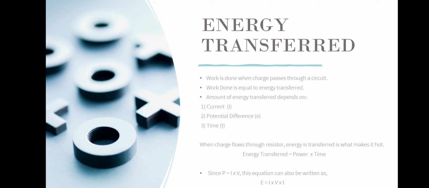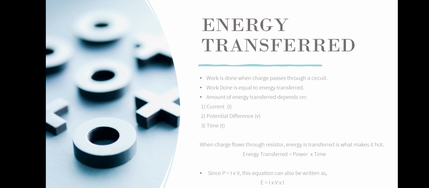Next up is energy transferred. Now work is done when a charge passes through a circuit, and work done is equal to energy transferred. And now the amount of energy transferred depends on three things. Firstly, current. Secondly, potential difference. And lastly, time.